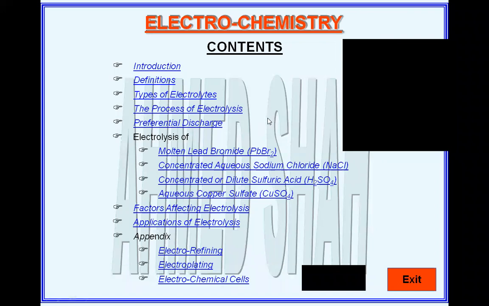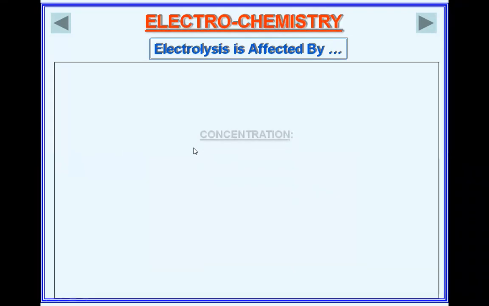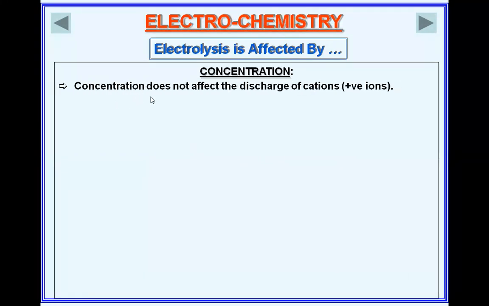Now we are discussing the factors affecting electrolysis. Before discussing this topic, aqueous copper sulfate, what happens when electric current is passed through the aqueous copper sulfate solution using inert electrodes. Now we have to discuss what the factors are when different types of electrodes are used. The case is here: concentration of ions does not affect the discharge of cations.